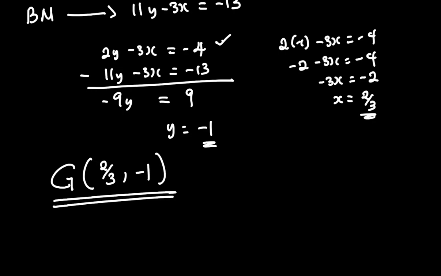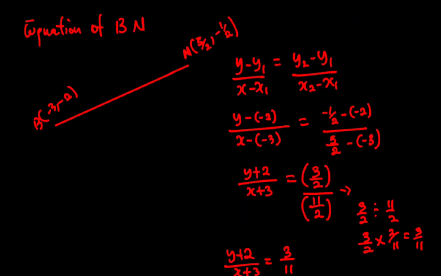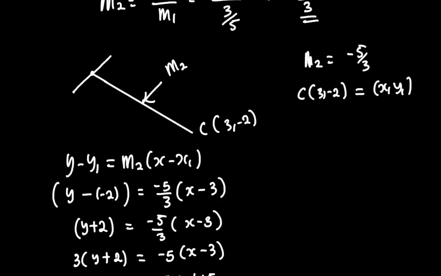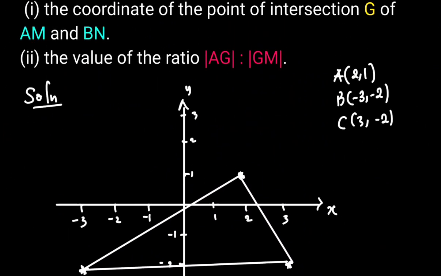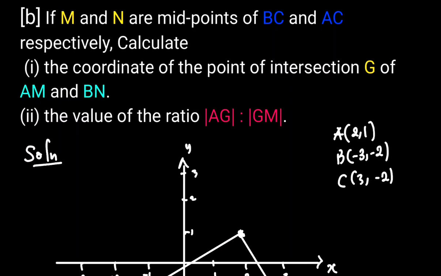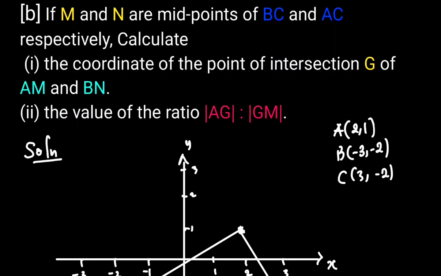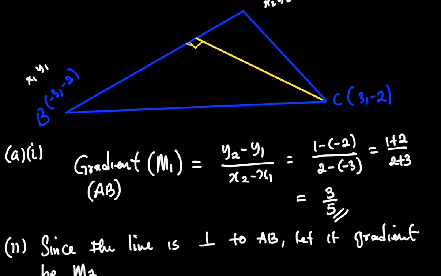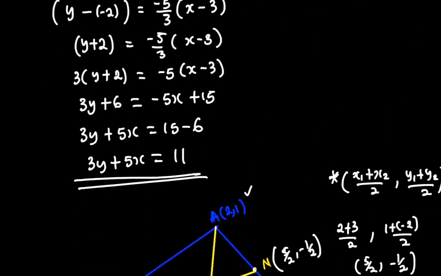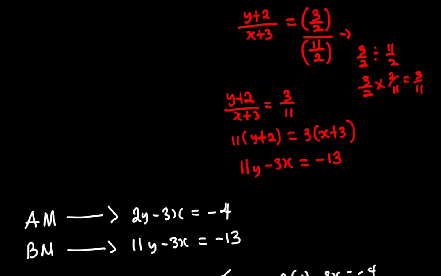So the next thing is to quickly go back and find the B(ii). Let's see what B(ii) says. Okay, B(ii) says the value of the ratio AG to GM. That is very, very interesting. So let's move to find it. Now, this is what you should take note from our diagram. From a diagram, we have something like this.